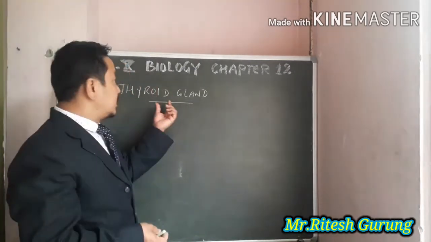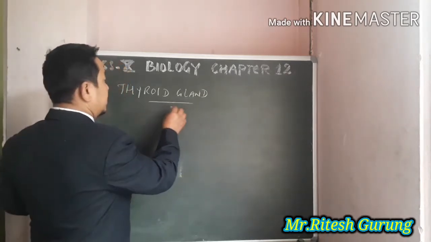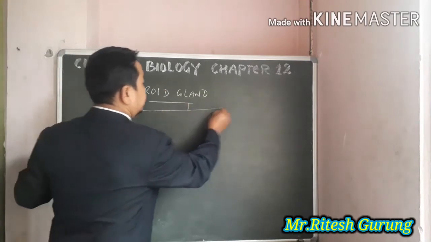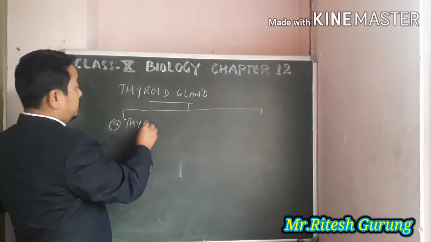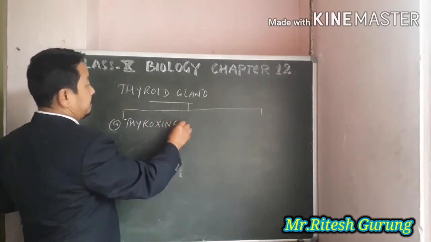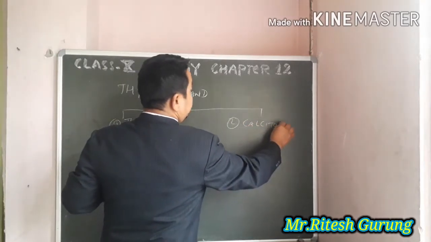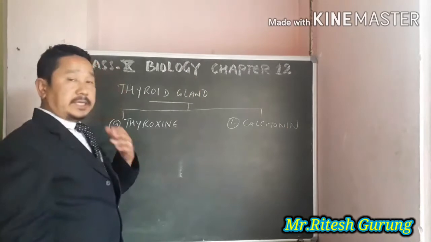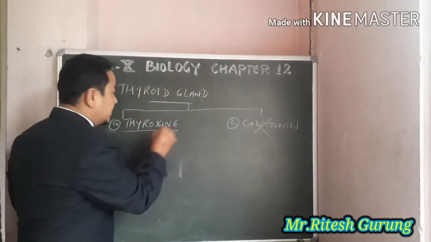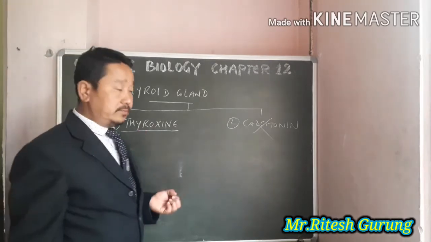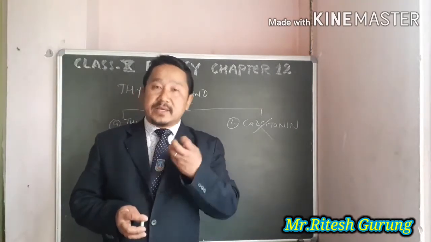And this gland produces two different kinds of hormones. They are thyroxine, and the other one is calcitonin. But in our syllabus this calcitonin is not there, so we have got only thyroxine. So thyroxine is a hormone which regulates the basal metabolism.